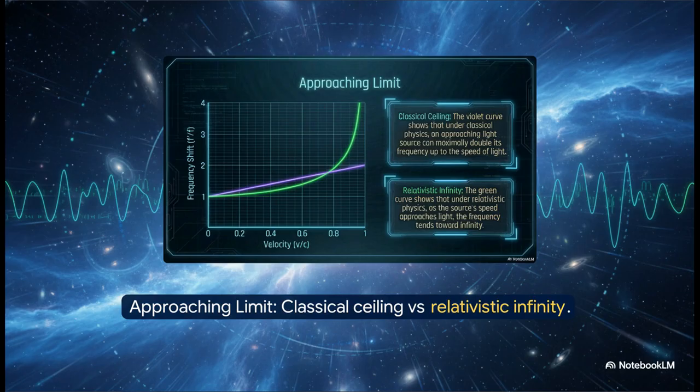Under classical physics, as a light source approaches you, its frequency can only maximally double. It hits a ratio of 2 and just stops. But what happens if we look at our newly derived relativistic formula, the green curve? As the velocity approaches the speed of light, the frequency doesn't just double, it scales up dramatically, shooting up toward positive infinity. The classical model completely fails to capture that immense energy scaling near light speed.